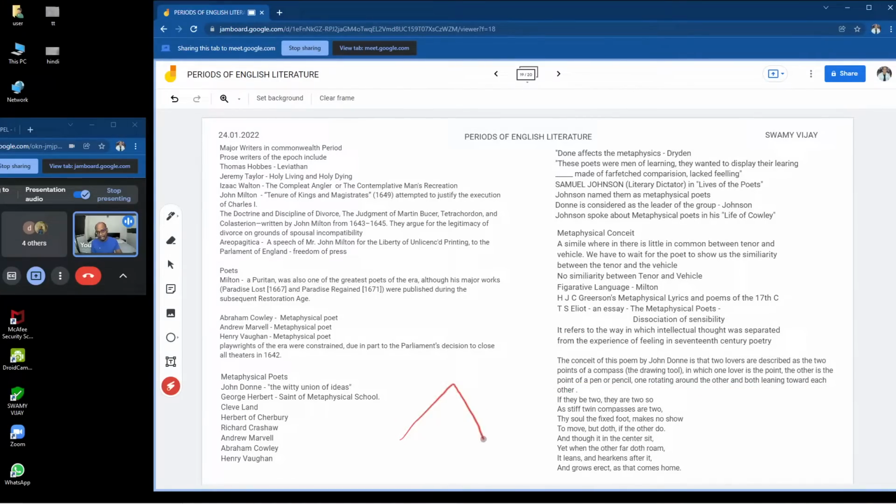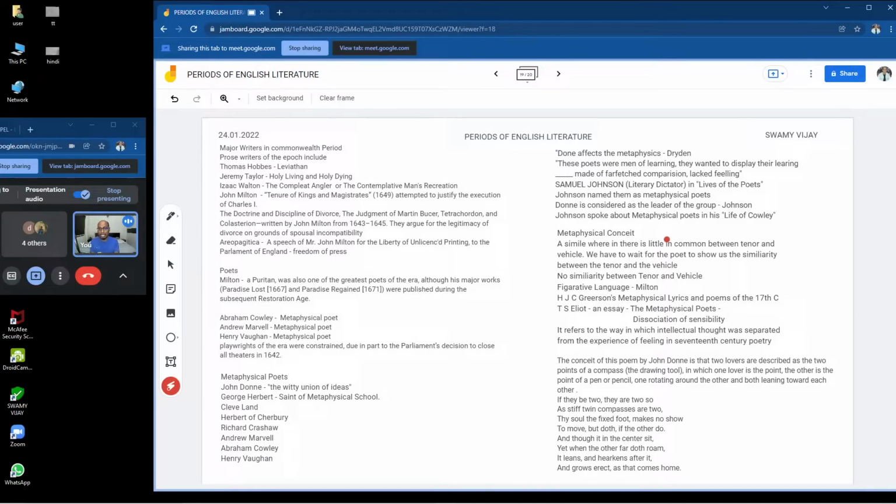So he says that they might be separated at this end, but they are united at this point. So they call it unification, according to the poet John Donne, and it is written in A Valediction: Forbidding Mourning, and he compares the two ends, 2 points of the compass. So this is the metaphysical conceit. Already the features of metaphysical poetry we discussed. And what is a metaphysical conceit? There is no similarity between the two things.